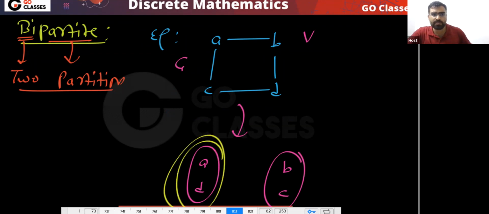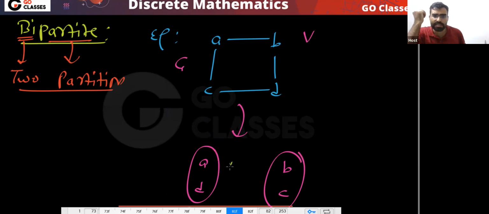There is no edge in this part, yes or no? In this part, there is no edge. In this part, there is no edge. All the edges, if you notice, are between the parts. So this is the idea.